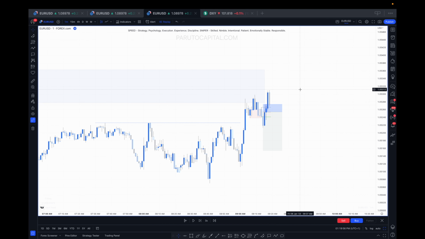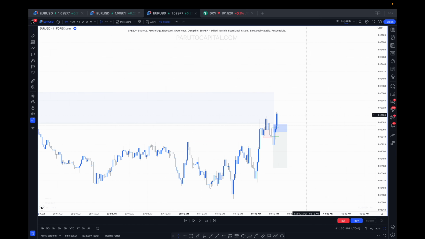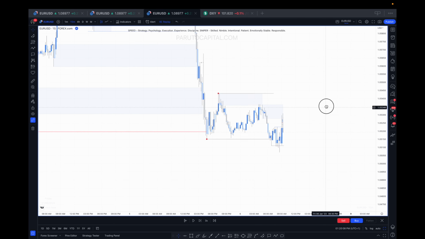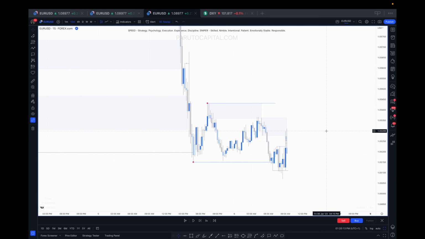So it's not bad, right? We had a lot of thesis that actually pointed to us taking this trade, and also, of course, the 15 minutes exhaustion here was another reason why I probably wouldn't have taken this trade. Okay, so yeah, that's it.